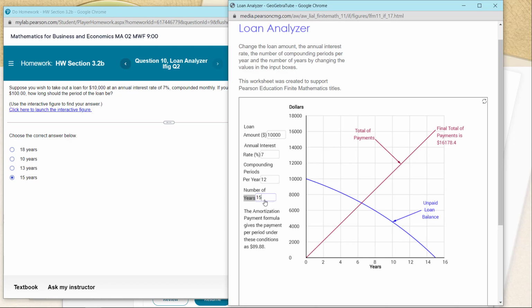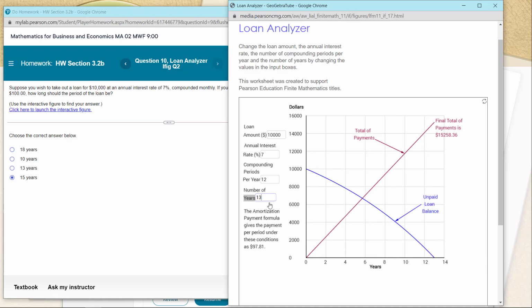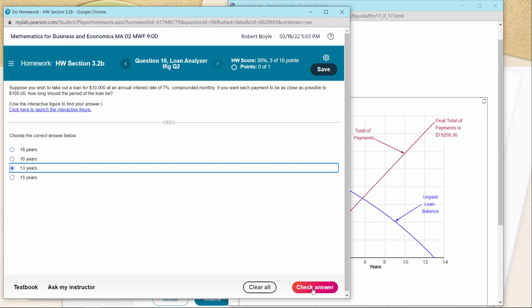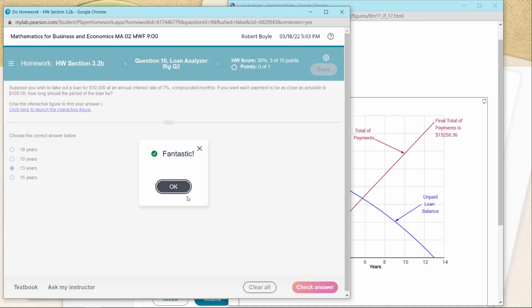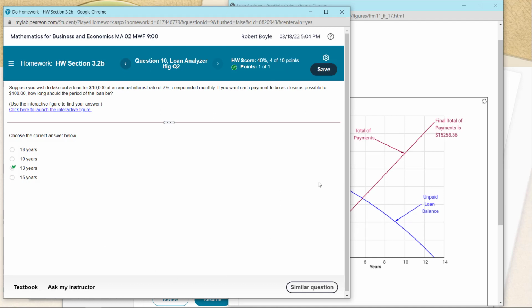So 13 years is the term or the duration of the loan that will give us a payment closest to $100. So our choice is going to be 13. And I actually did it right. Yay me. And that is pretty much how you do all of your application problems and use this particular tool. And that is all that I have for this video.